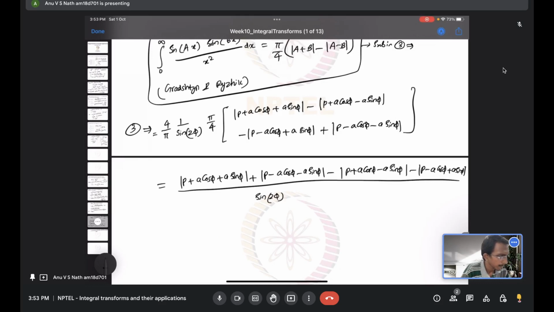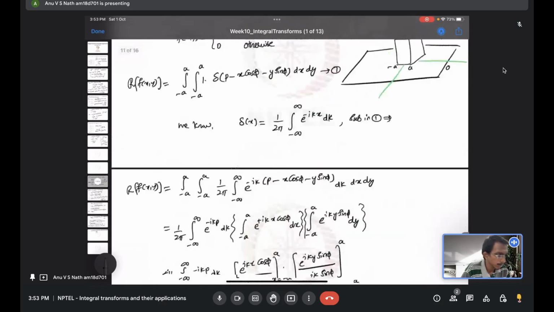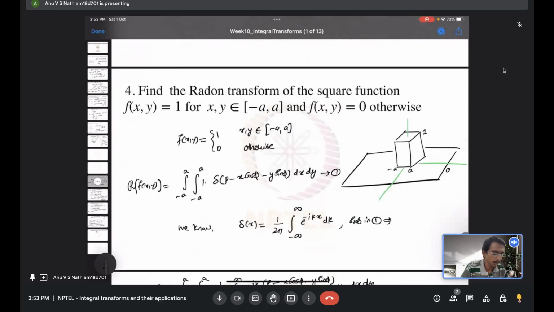So this is a solution. Is this clear? Any questions on this? So we are evaluating the Radon transform of the box function, which is 1 inside the box and 0 outside the box, which has a width of 2a, symmetrical from the origin.